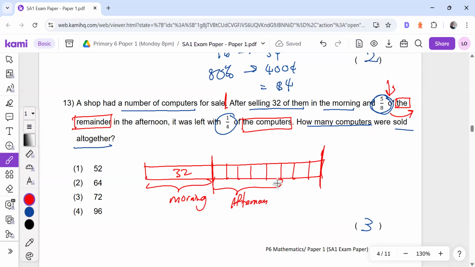You draw the first sentence, second, third, and continue. And then what do you call this one? You call it the leftover. It was left with 1/4 of the computers. There is something easy we can do here. We don't need to continue to draw the model. We can just put 1/4 left, like that. So how many computers were sold altogether? Then Mr. Ong can do something quite creative: two arrows pointing, question mark. And then what do you call the boxes? You call them units. And your model is done.